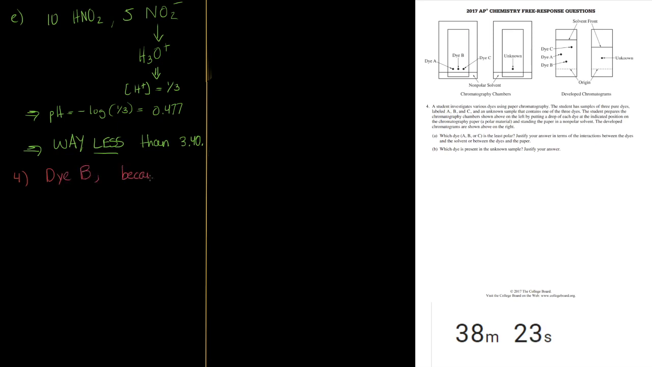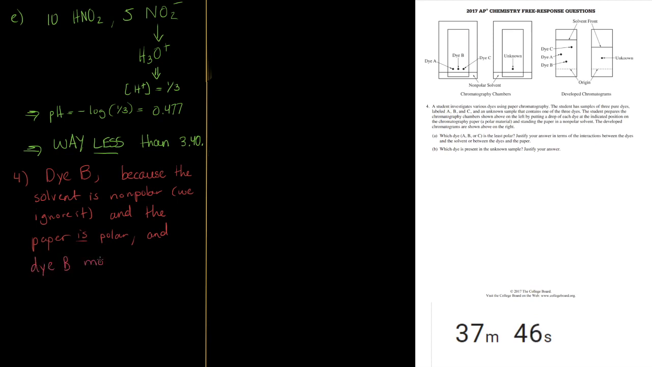Dye B, because the solvent is non-polar, so we ignore it, and the paper is polar, and dye B moved the least, as in it had the strongest polar, the least strong, excuse me, I'm mixing myself up here, the weakest dipole-dipole interaction.